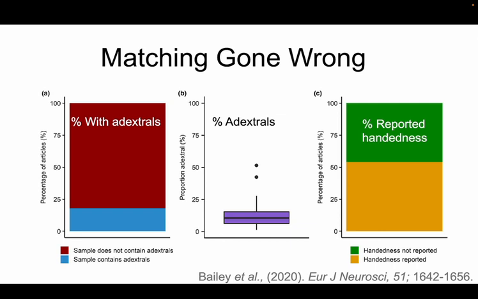This literature analysis by Liam Bailey and others, right here at Dalhousie University, revealed a clear participant sampling bias across several measures. On the left shows the percentage of neuroimaging studies that used adextral individuals, meaning lefties or people with no hand preference. A vast majority of the articles reviewed only used right-handed people. The middle panel with the purple bar shows the percentage of adextrals in the studies that did include them, which aligns with the 10 to 12% found in the general population. The figure on the right shows that almost half of the articles reviewed neglected to report handedness at all, so there is a lot of data still missing.